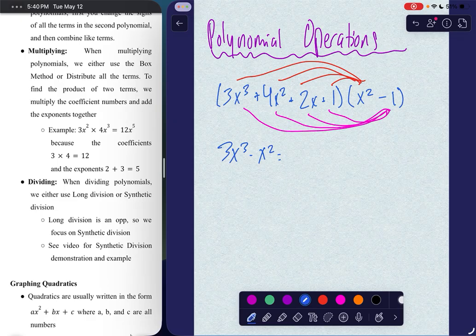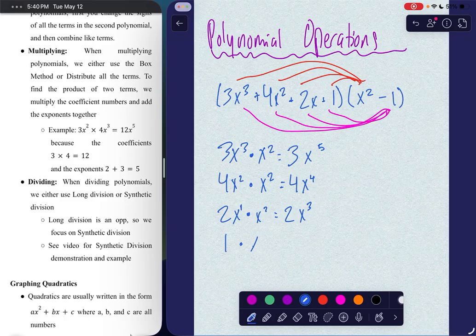So 3 times 1, that's the times, is just a 3. X to the 3 times x squared, that's becoming an x to the 5, because 3 plus 2 will give us 5. So then we do 4x squared times x squared. 4 times 1 just stays 4. X squared times x squared is going to give us x to the 4. And then we have 2x times x squared. 2 stays the same. X to the 3, because remember, if there's no exponent, it's an invisible 1. So 1 plus 2 will give us a 3. And then 1 times x squared, which is just x squared, right?